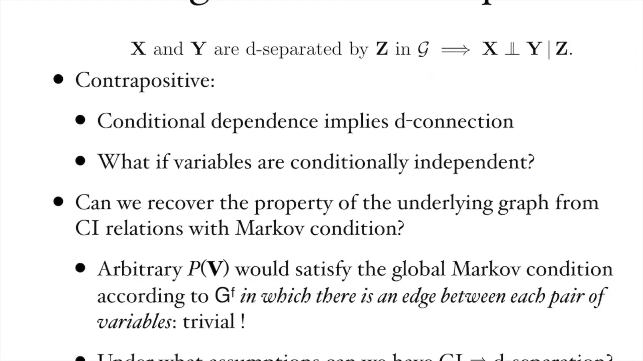However, now we want to go in the reverse direction, right? We want to go from independence relations to the causal structure. What can we do? So far, we have no idea, right? So here you can see if they are d-separated, this is the property of the graph. Then, according to the local or global Markov condition, we know that X and Y are conditionally independent given Z. This is very clear.